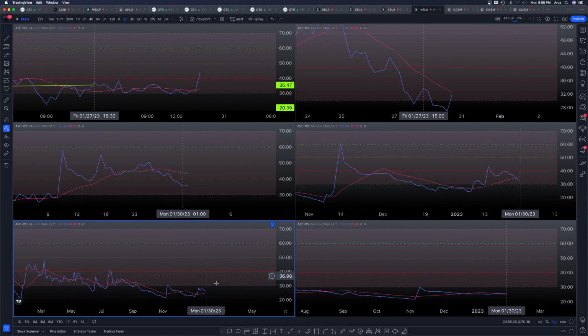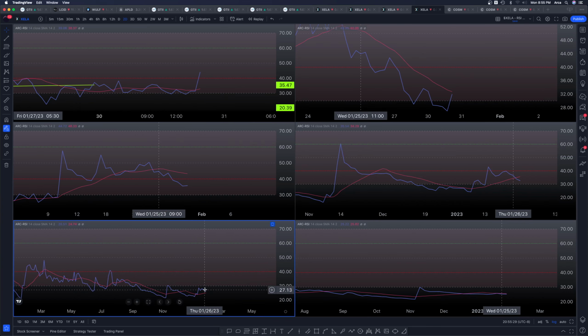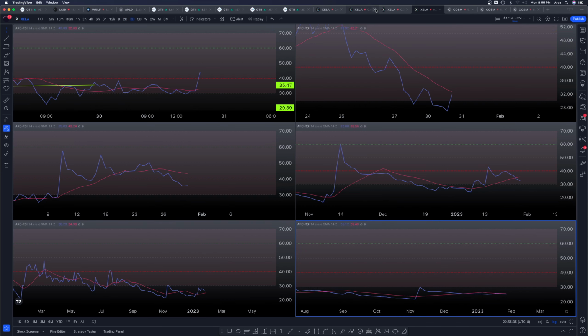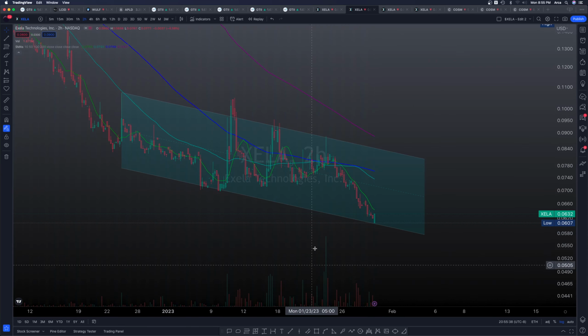In this case, we can actually see the bi-daily suggesting a very limited downside too. And this is why I'm saying that we could maybe have found that reversal point. We may have found the floor here for XELA, and there could be a continuation to the upside.